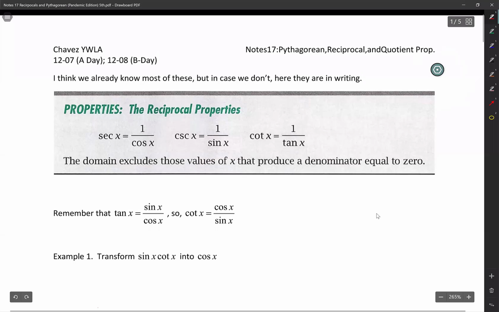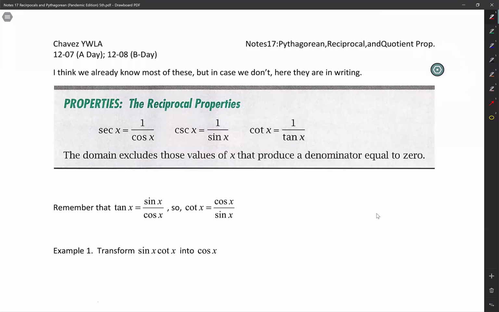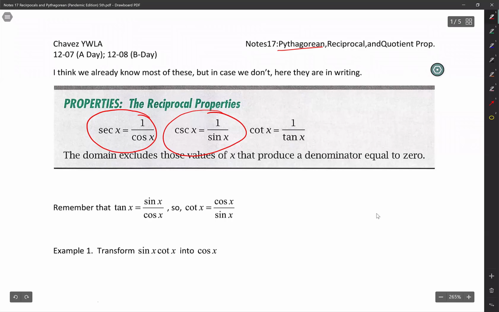So here's note 17, and here's a word that everyone should know, I hope: Pythagorean. That's from your triangles, right? A squared plus b squared equals c squared, and that's going to come out in a little bit. You already know that the reciprocal of cosine is secant x, the reciprocal of sine is cosecant x, the reciprocal of tangent is cotangent x.